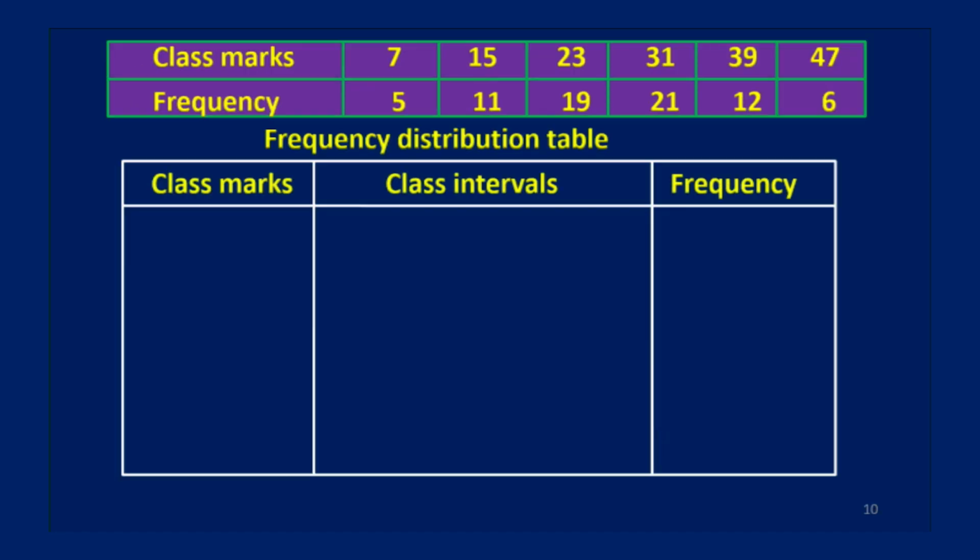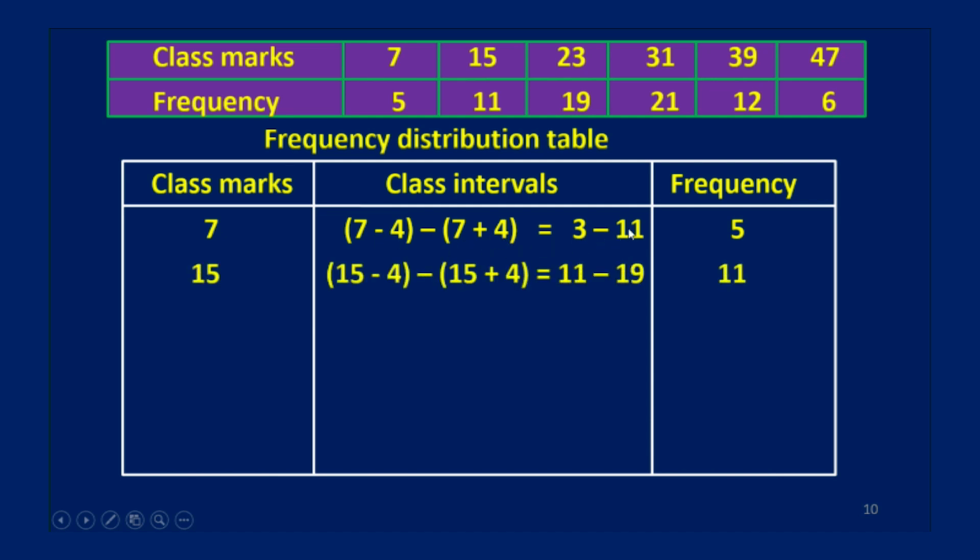Now class marks, class intervals, frequency. The first class mark is 7. So what do I have to do? 7 minus 4, 7 plus 4. What is 7 minus 4? Yes, it is 3. 7 plus 4, 11. Next 15 is the class mark. So what do you have to do? 15 minus 4, 15 plus 4. So I can say 15 minus 4 is 11, 15 plus 4 is 19, 11 to 19.